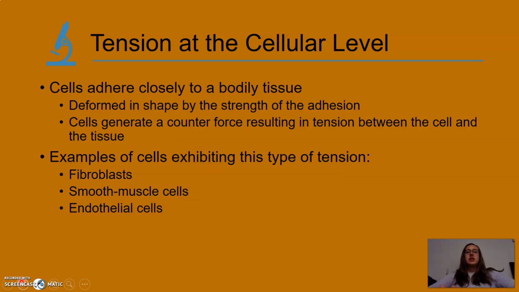So what is tension specifically at the cellular level? This tension occurs when cells adhere closely to a bodily tissue. The cells are deformed in shape by the strength of the adhesion that occurs, and the cells generate a counterforce, just like in the box example, that results in tension between the cell and the tissue. So rather than a box and a string, where the string may be attached to a hand or another surface, in the cell you see a cell on one end of the rope and a tissue on the other end of the proverbial rope.